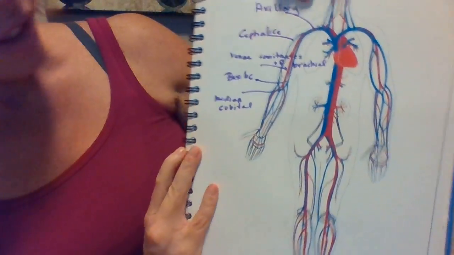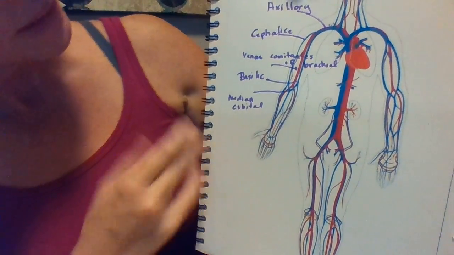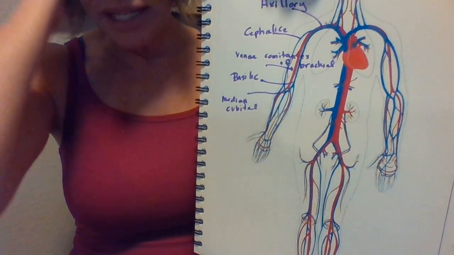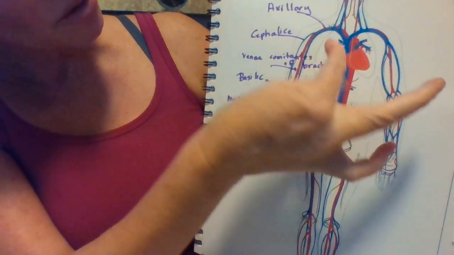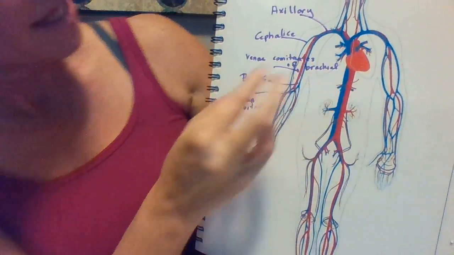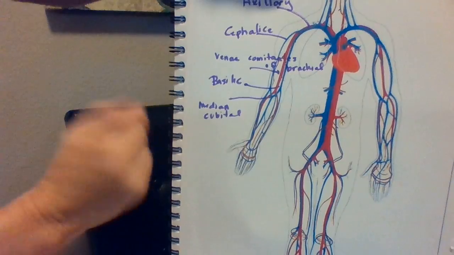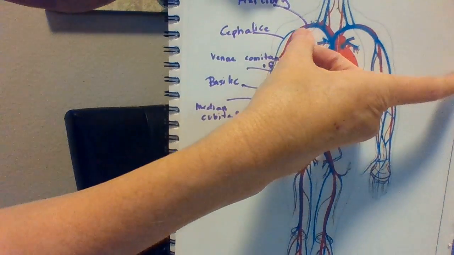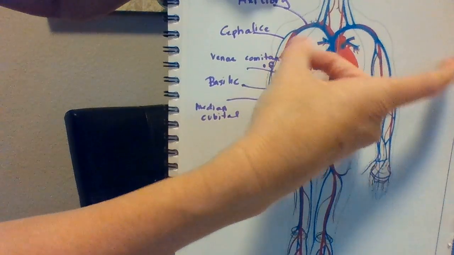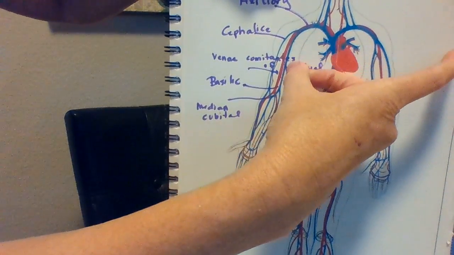And since we're talking about the upper extremities, we're just going to go ahead and hit the veins as well. So again, a lot of the veins are going to share the same names as the arteries. So we have our axillary vein. This one out here that kind of branches way out is the cephalic. But then the main one over here is going to be your brachial vein.